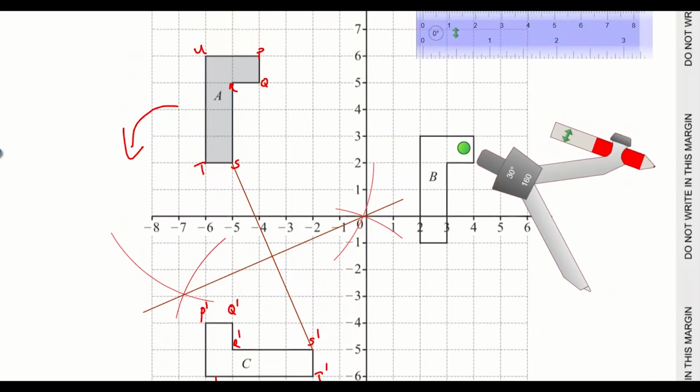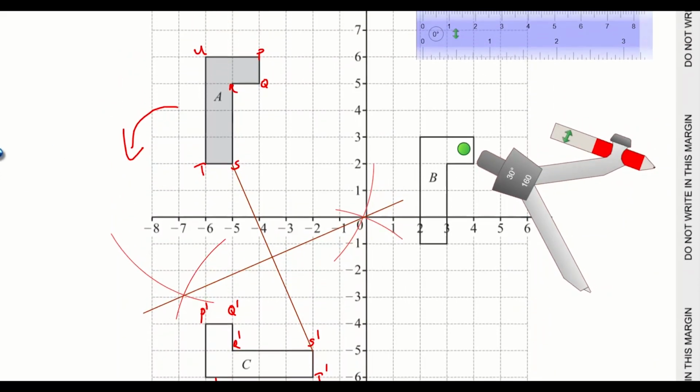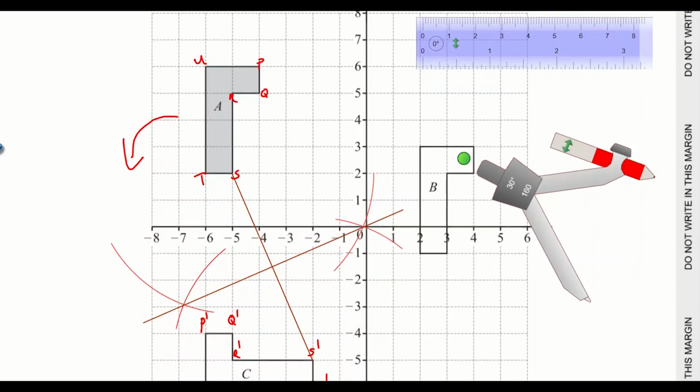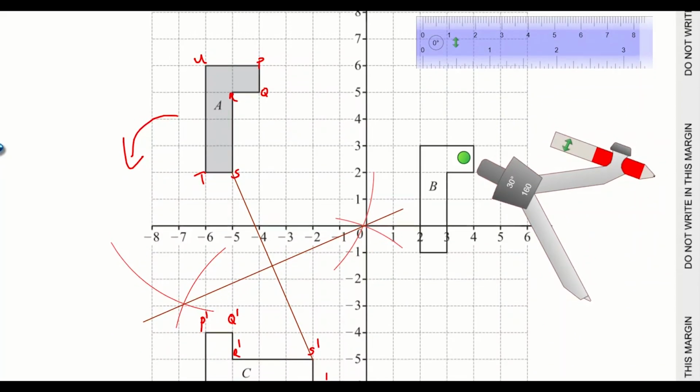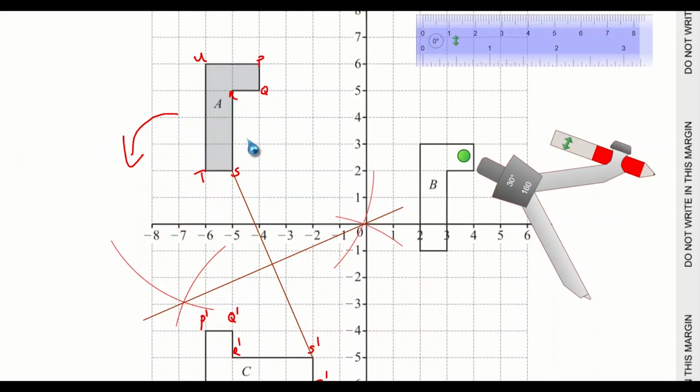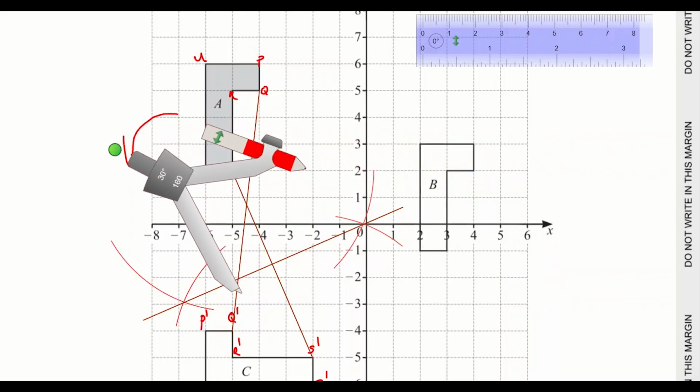So let's take another one. In this case, which one will be good for us? Let's take Q and Q prime. Okay, so let's do that. Q and Q prime, sorry. So let's take this. Q and Q prime. We need to bisect this one again, so we pick up our pair of compasses again.